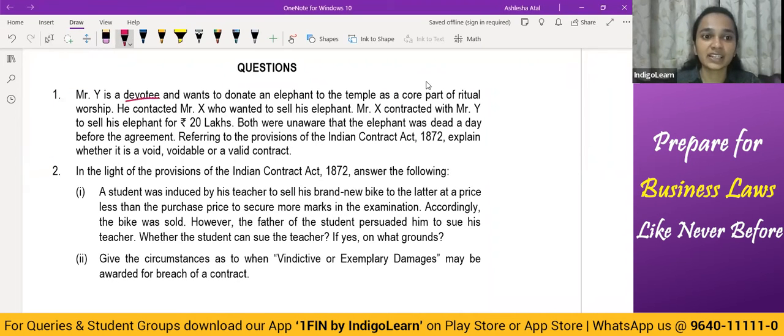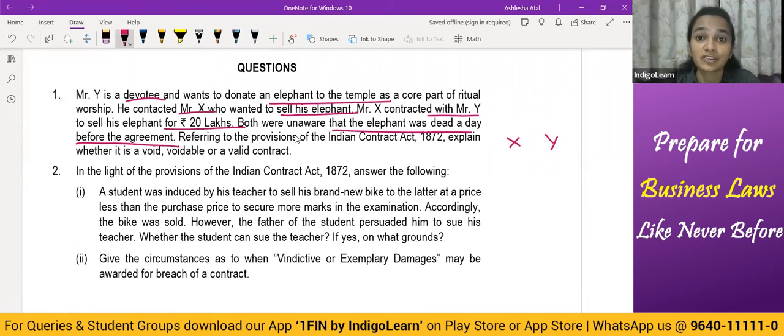Mr. Y is a devotee and wants to donate an elephant to a temple as a core part of a ritual. He contacted Mr. X, who wanted to sell his elephant. Mr. X contracted with Mr. Y to sell the elephant for 20 lakhs. So here there's a contract which has been entered into between Mr. X and Y, wherein Mr. X has agreed to sell his elephant to Mr. Y. However, both were unaware that the elephant was dead a day before the agreement.